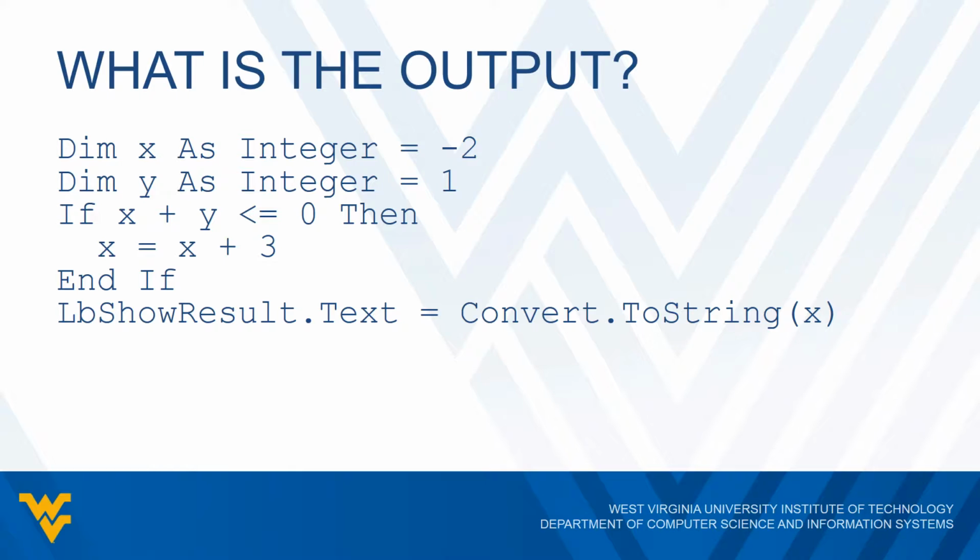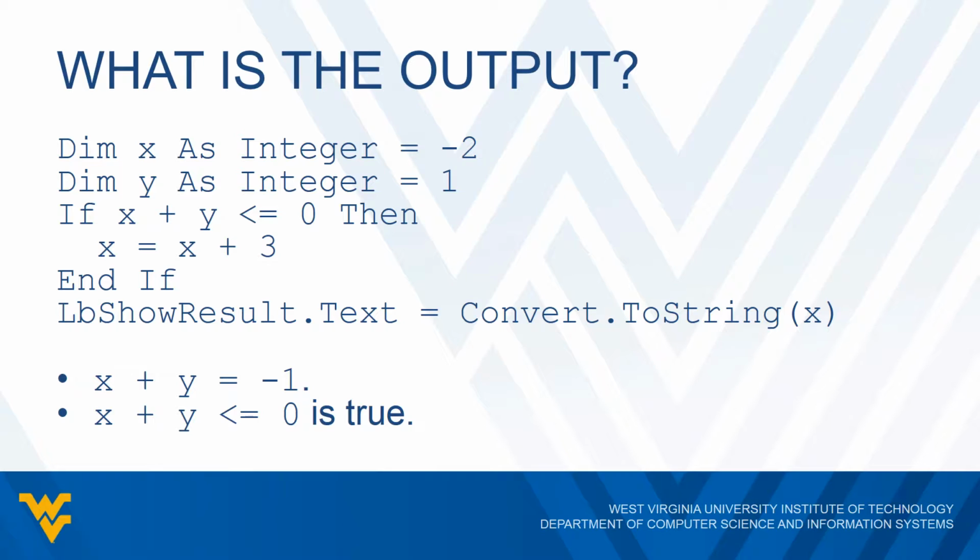So what we have here is we first need to determine what x plus y is. So we have -2 and 1, so if we add them together, that gives us -1. So that means we're comparing -1 and see if it's less than or equal to 0. Well, that is in fact true. -1 is less than 0, so that's true.